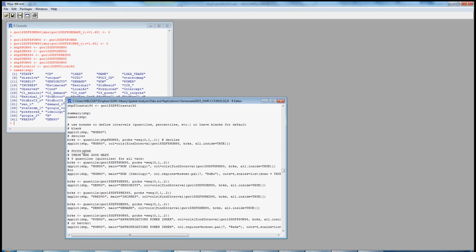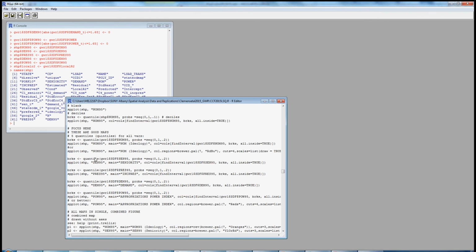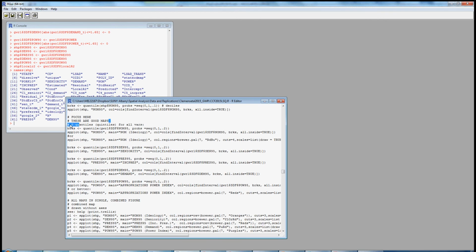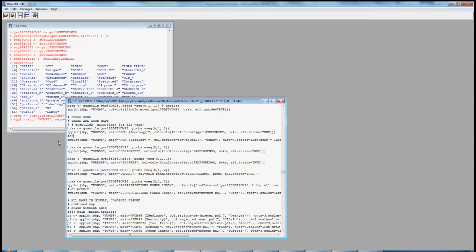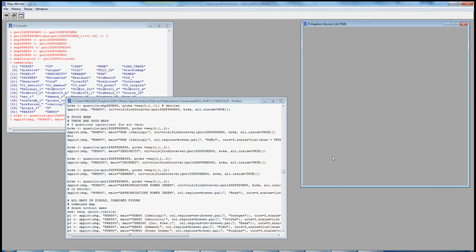So for now, let's skip this part here and focus here, as I note in the script, trying to draw your attention to the better maps. Here are maps using quantiles, so we could again define our quantiles and then plot a map using those quantiles. And you'll see that generated on the right here.